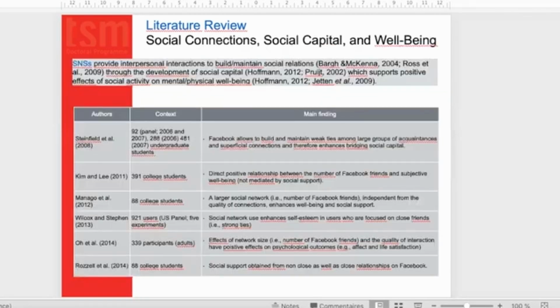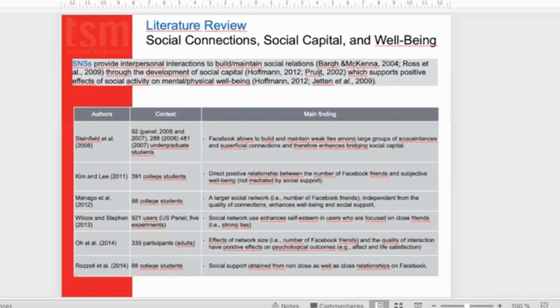That said, we gave a definition of social network sites, which provide interpersonal interactions to build social relations through the development of social capital, clearly bridging and bonding capital, and which should have a positive effect on social activity and on mental and physical well-being. And there is a short literature review.